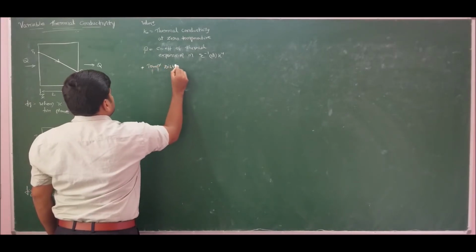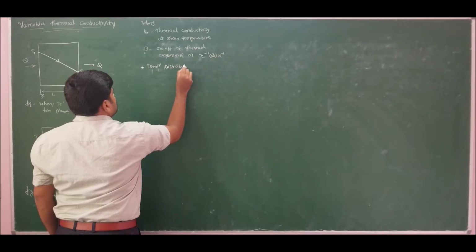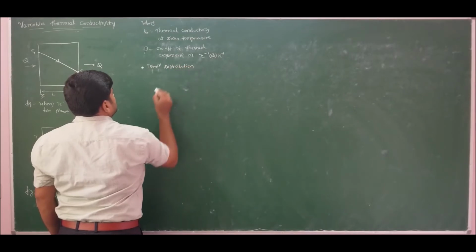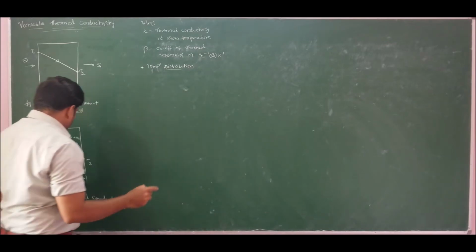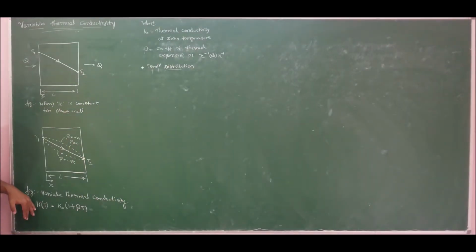for heat transfer through a plane wall. We have to derive the expression for temperature distribution for heat transfer through a plane wall for variable thermal conductivity, where thermal conductivity, which is a function of temperature, is given by K naught of 1 plus beta T.